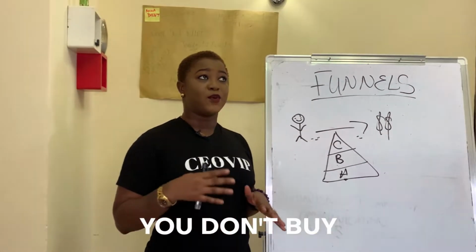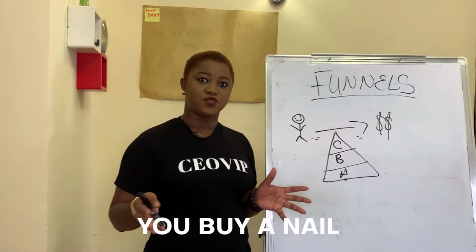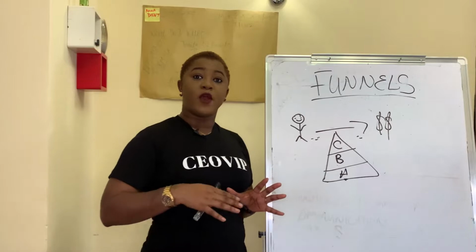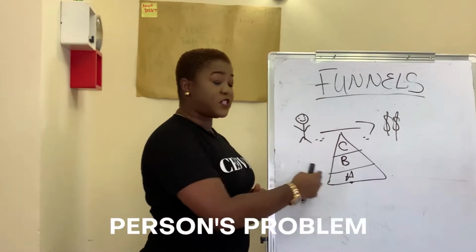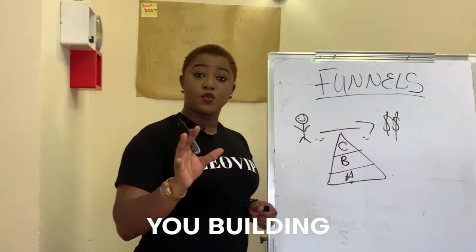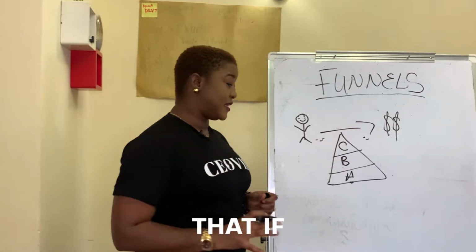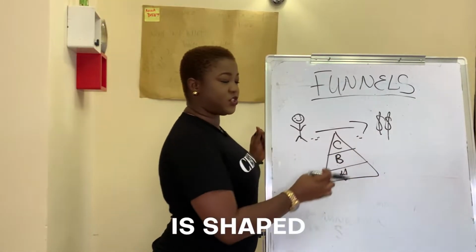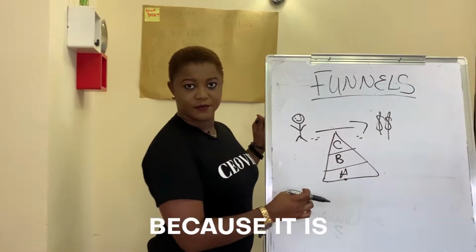Like they say, you don't buy a nail because you like nails. You buy a nail because you want to hang a picture on the wall. An example. So can you prove that you can solve this person's problem? Now, in building your funnel, you have to understand this. Can you see how the magnet is shaped like a funnel? Because it is a funnel.